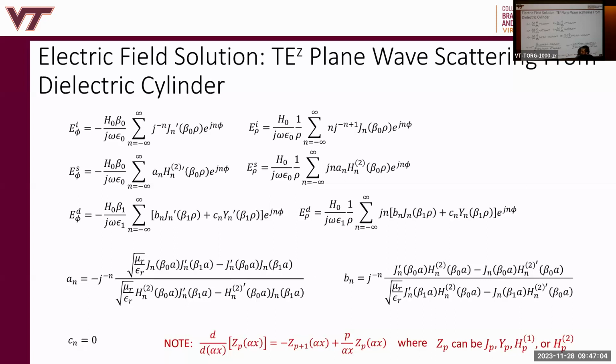So if you want to differentiate either a Hankel function or a Bessel function, then you have to add together two different Bessel or Hankel functions with different orders. So this is the formula to do it, for the minus 1 case.